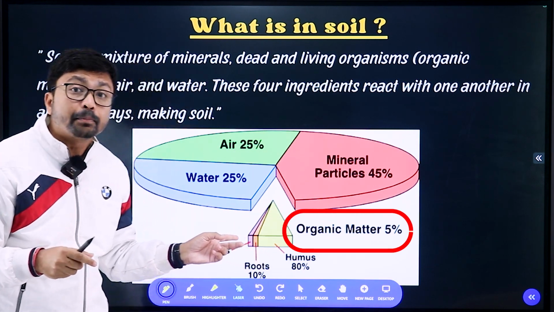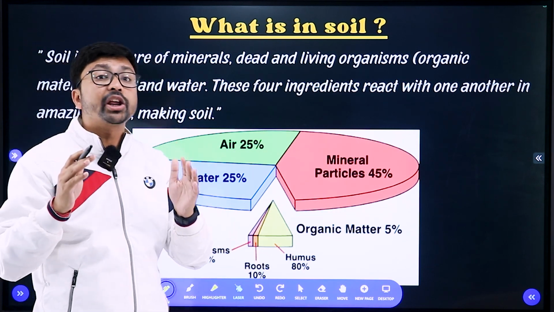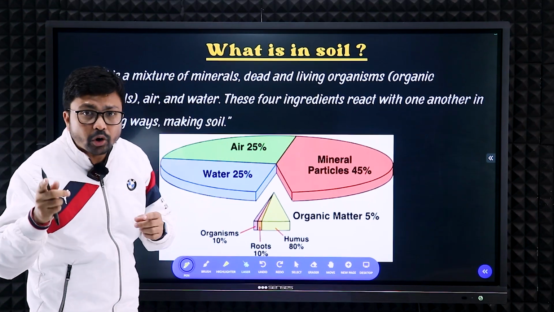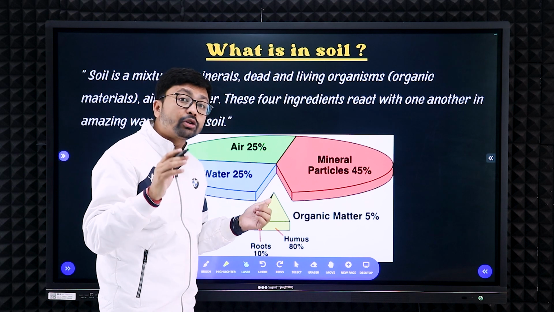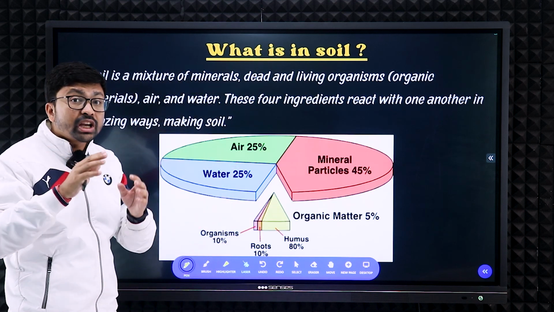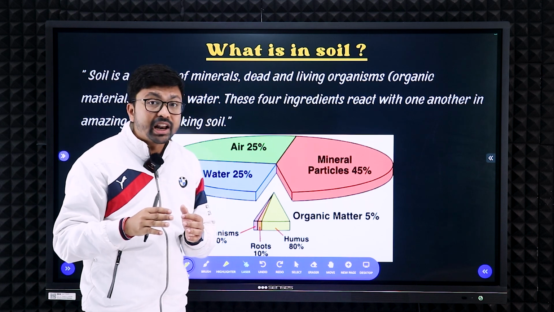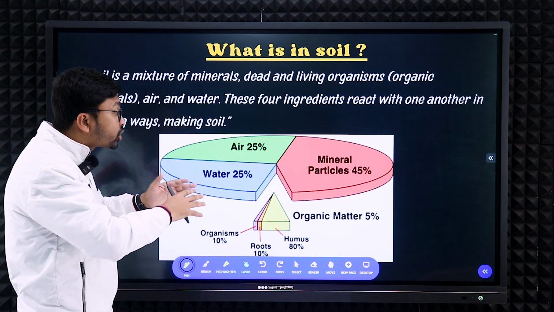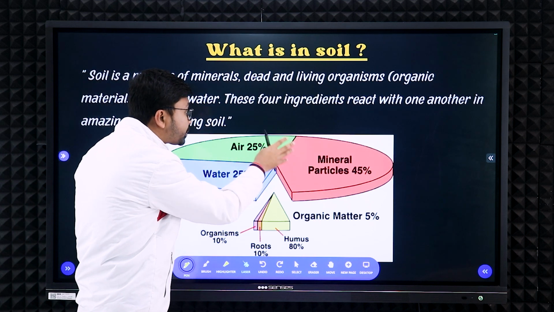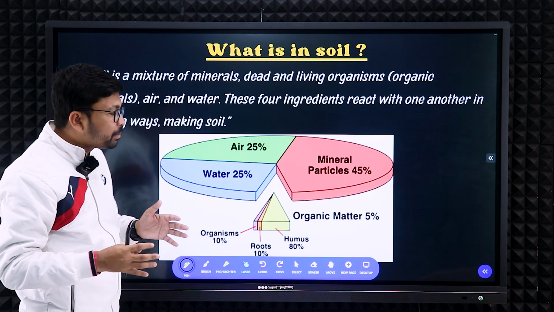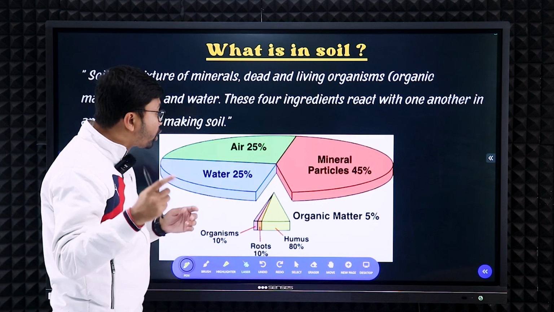But this 5% organic material is very, very important, which controls the soil nutrients, right? The types of crops that will be produced in the particular soil will be decided by those organic materials, because it maintains the soil fertility level. And it combines all those parts, especially the mineral particles, air and water. It acts like a glue.